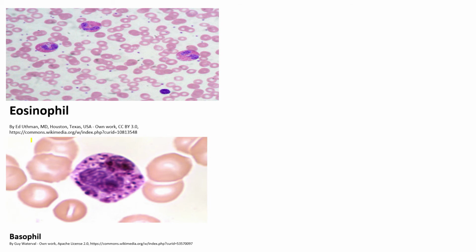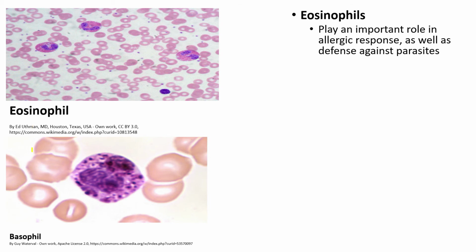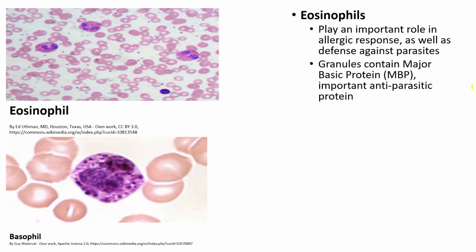Two other types of white blood cells are going to be our eosinophils and basophils. So eosinophils play an important role in the allergic response of the body, as well as defense against parasites. The granules contain major basic protein, an important antiparasitic protein, and contain a bilobed nucleus. And eosinophils love eosinophilic dye.